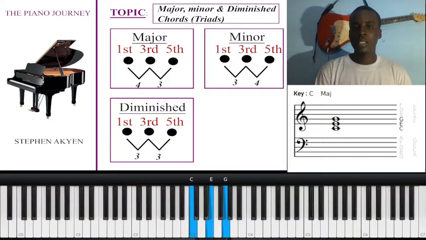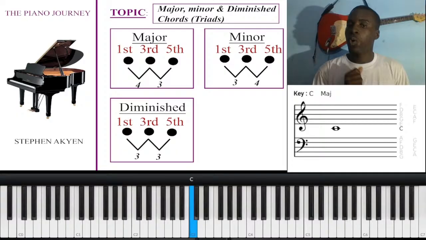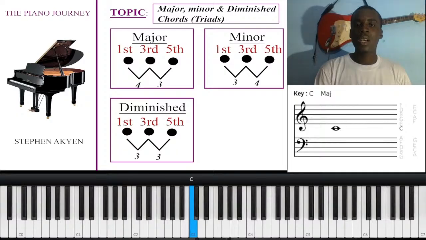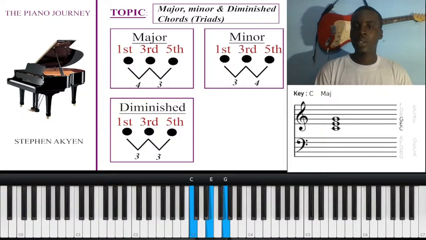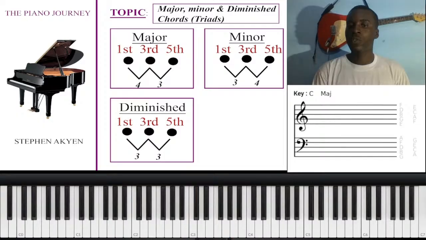I'm taking it again. From your first, or from the note you want to form the chord on, you count 4. 1, 2, 3, 4 to land on your third. Then from this third, you count 3 to get your fifth. So you go 1, 2, 3. Then this gives you the chord of C major.